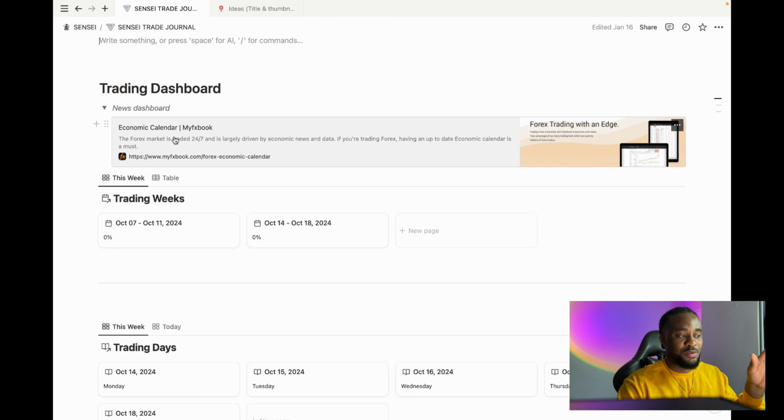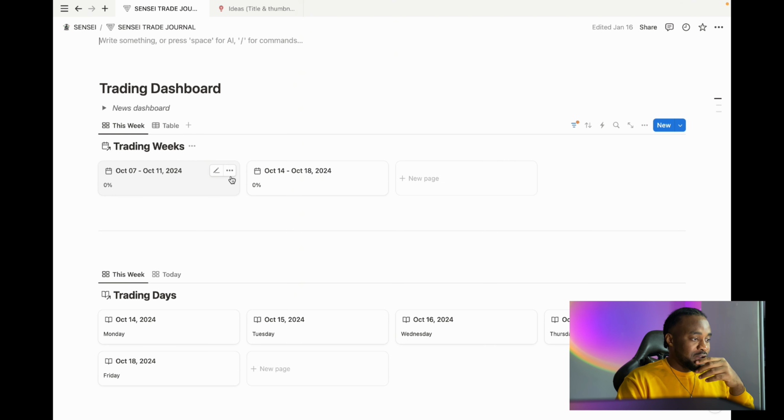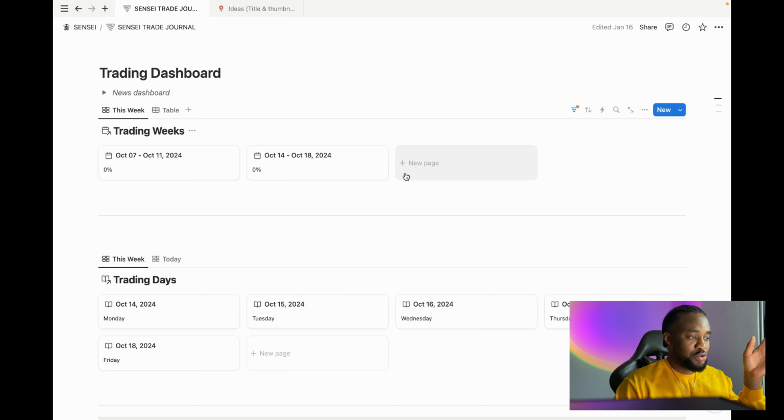I usually mark up only high impact news, the red. I don't really pay attention to the yellow or the green, so it appears here when there's news coming up. So now to the interesting part, which is this section here, the trading weeks and the trading days. We're currently in a new week, but because of this video, I had to postpone doing this. I wanted to do it in this video so I can show live how I prepare for the new week, and all that.